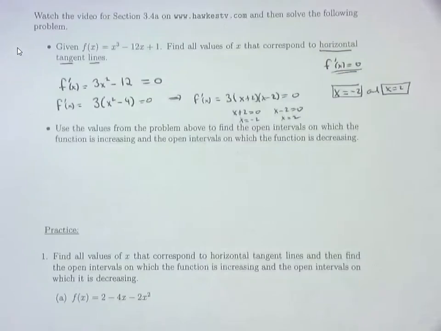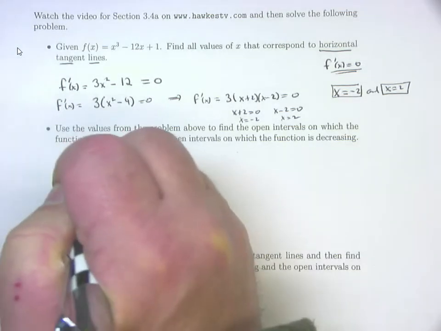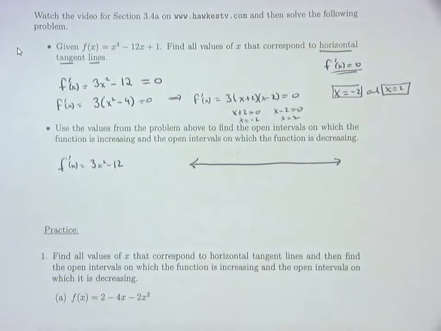Now, here we go. Use the values from the problem above to find the open intervals on which the function is increasing and the open intervals in which the function is decreasing. They want to know where the function is both increasing and decreasing. Okay? So, we have our derivative. f prime of x is equal to 3x squared minus 12. Anytime you hear the words intervals, you listen to that, because you're going to hear it a lot in this class.